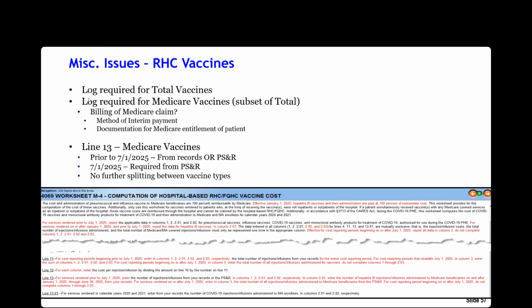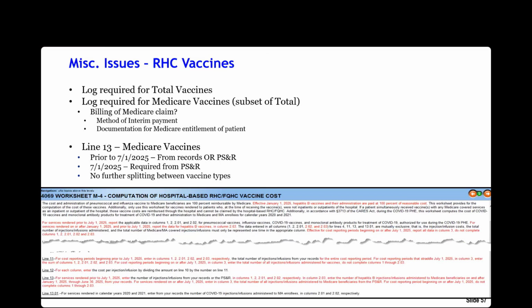And again, it might not be reimbursed at all. It's up to the plan you have, but it won't be reimbursed for Medicare on the cost report. Now, of course, for total vaccines, we need a log. There's no other documentation we could have. But for Medicare vaccines, which is a subset of that total, there's the PSNR.